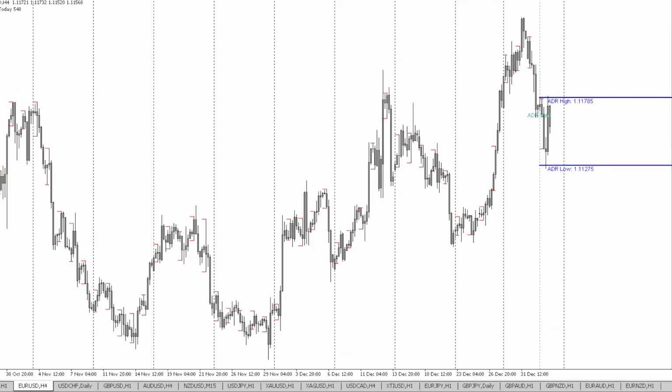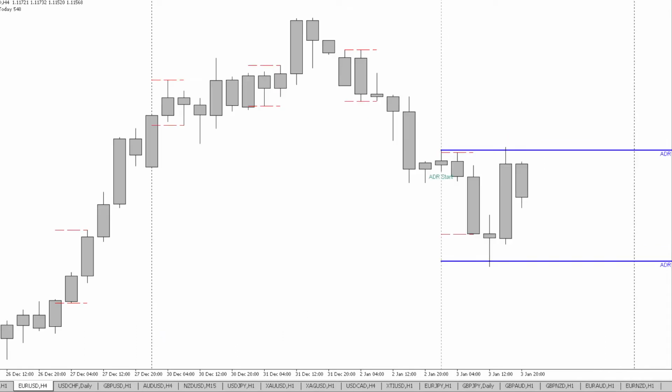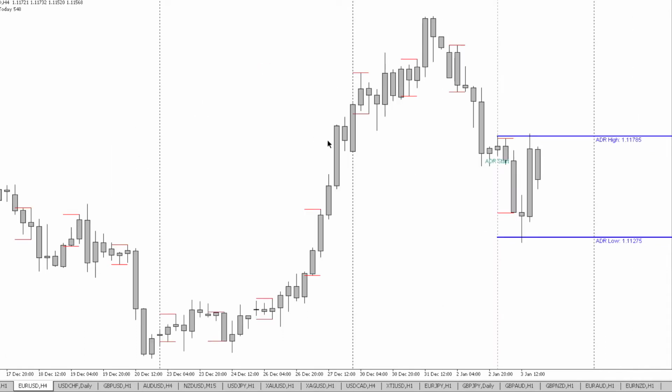What I wanted to introduce is the ADR high and also the Asian session indicator. The ADR is just the average daily range. You can see euro dollar's average daily movement is 51 pips. Today you can see price moved 54.8 pips.